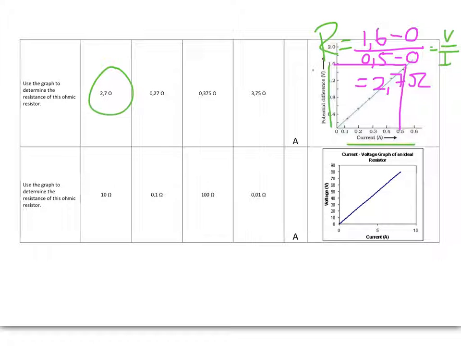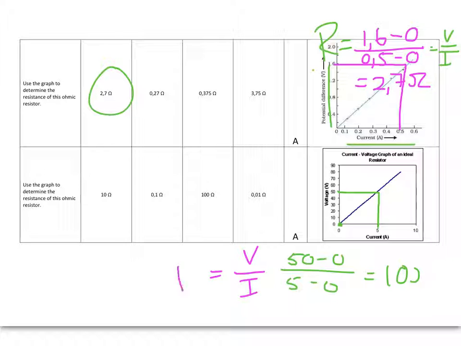Use this graph to determine the resistance of this ohmic resistor. So again, I choose a point on the graph. Let's go with 50 and 5, and my gradient is y2 minus y1 over x2 minus x1, and I land up with 10. Double check myself: potential difference on the y-axis, current on the x-axis, and therefore that is equal to resistance. So it is 10 ohms, and it's equal to R.